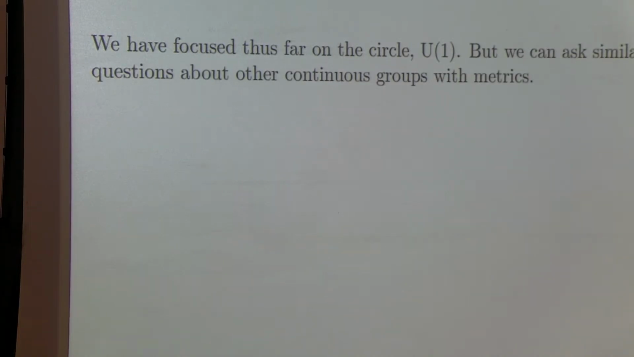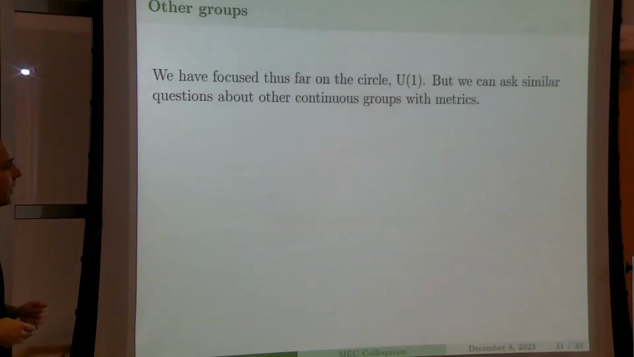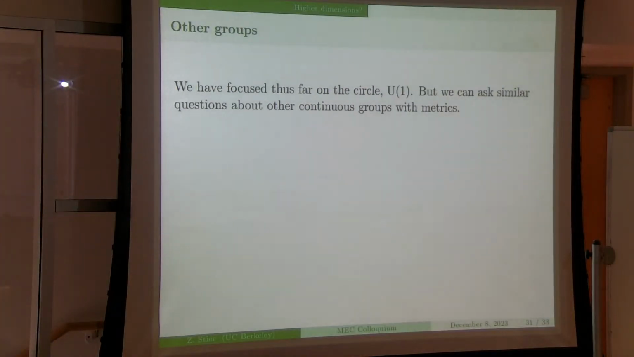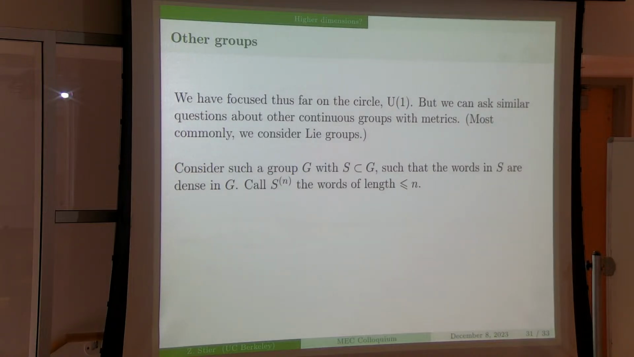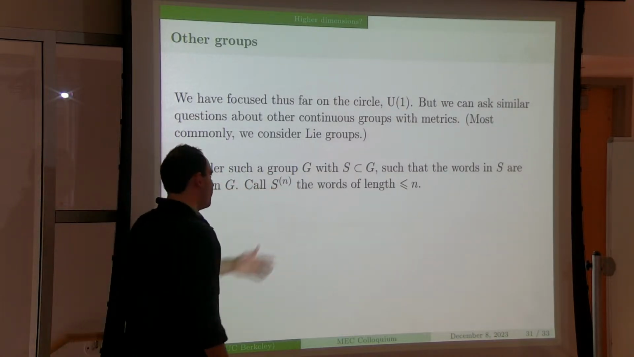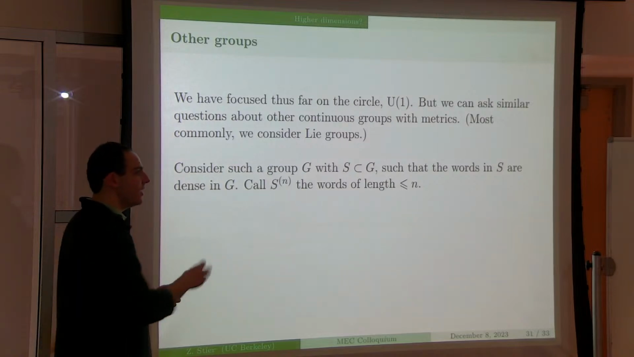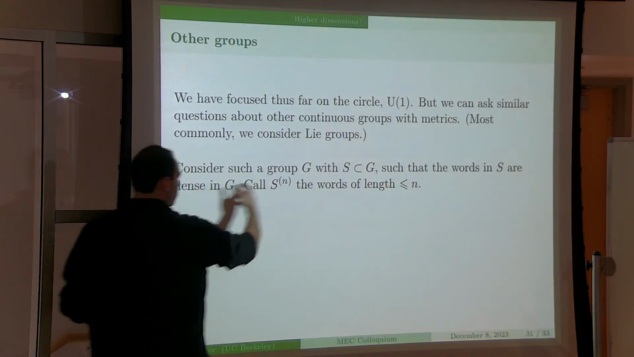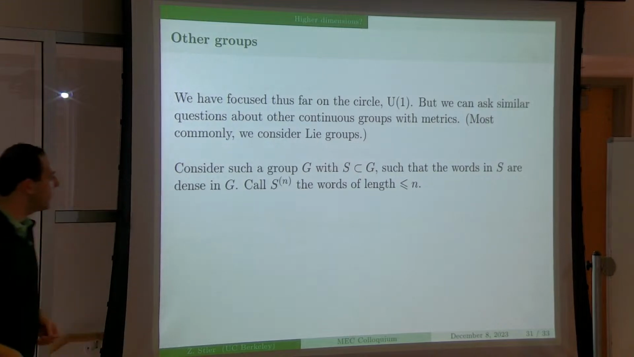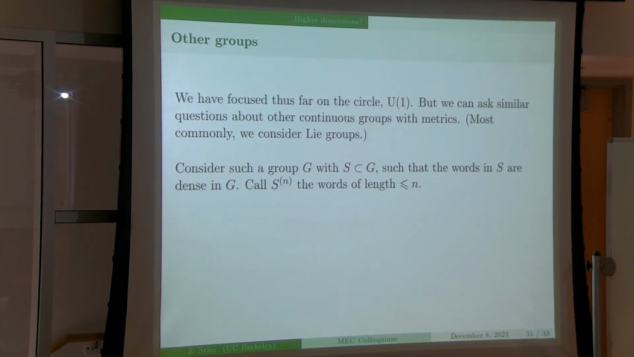So now I want to close out by talking briefly about what happens in hybrid methods, and this is where quantum computing enters. This is not going to directly relate to quantum computing, but we have talked about the circle so far, which is the first unitary group. We can ask, what about other continuous groups? The unitary group has a circle metric, but we can do other continuous groups, often Lie groups. We're going to pick a group and a finite generating set. So it can't densely generate, but we're going to look at words of length up to n, and we're going to assert that they're dense.